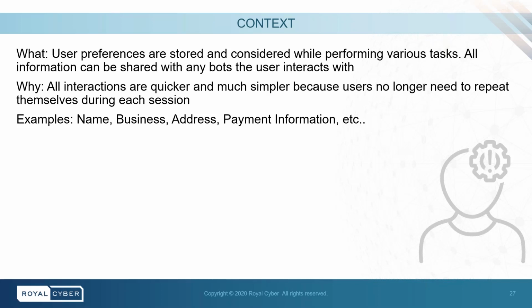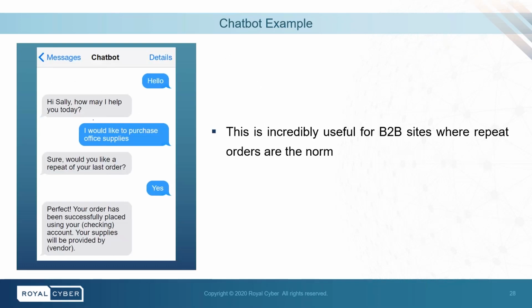Okay. All right, so let's go into an example here. So customer says, hello, hi Sally, how may I help you today? Like for some office supplies, would you like a repeat? Yes. And again, this is incredibly useful for B2B sites where repeat orders are pretty much the norm. It's very rare that you're changing something here and there, and if it is, I'm sure it's just a quantity, which a chatbot can be trained to do.